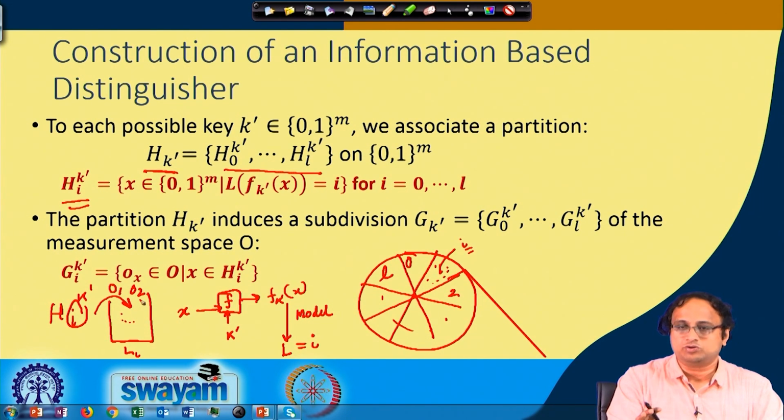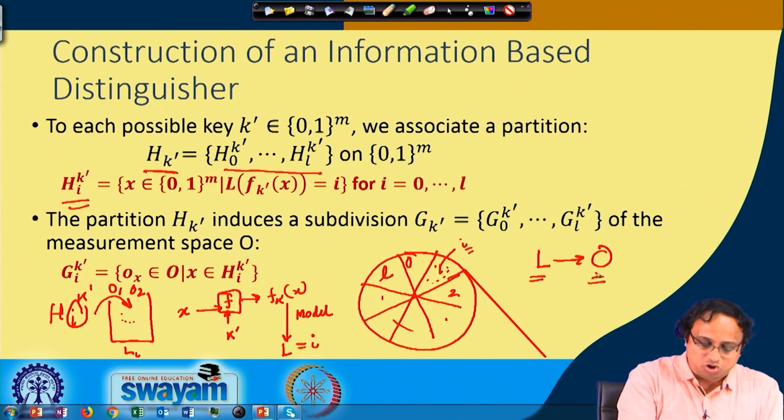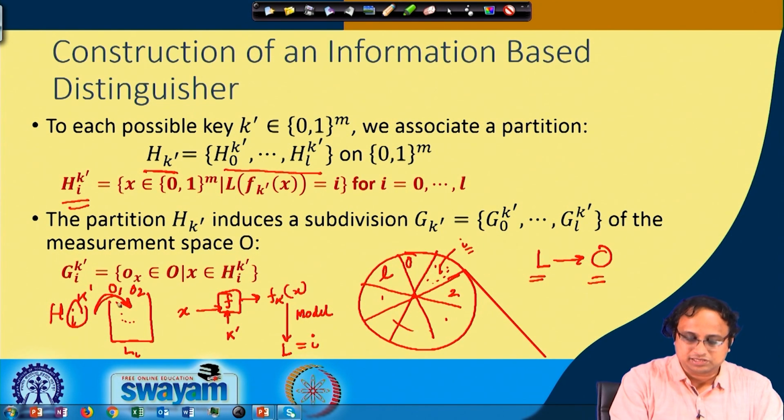The observed power values are not the same, but the estimated leakage is getting modified to O. So, although the leakage remains the same, this O can vary because of noise and several other parameters. All those things which go into this bucket are denoted as the various O values, and this gives me this partitioning which is denoted as gk dash.